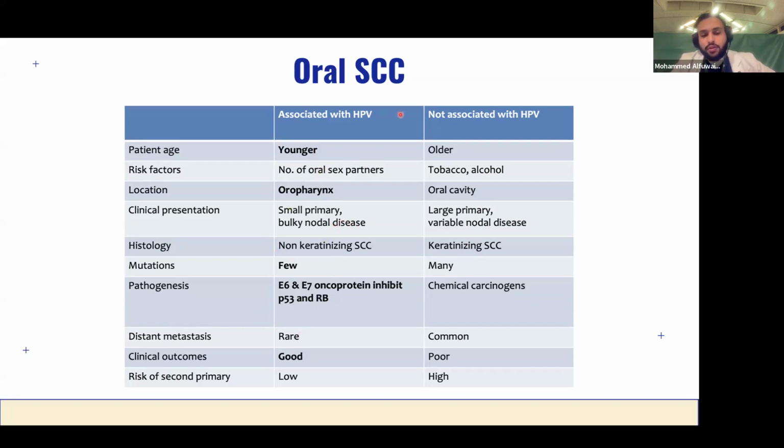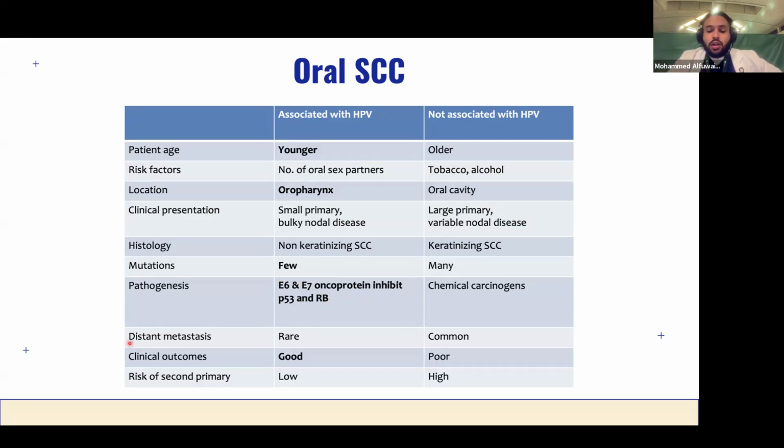HPV associated cancer is in younger patients, usually in the oropharynx, or even in the oral cavity. The mutations are few. Pathogenesis is basically E6 and E7. You'll learn this in detail in repro in third year. Basically, you have two proteins: E6 will inhibit p53, E7 will inhibit retinoblastoma, which are tumor suppressors, basically checkpoints. So they inhibit the checkpoint in mitosis. This will cause abnormal, uncontrolled cell division, tumor, cancer.